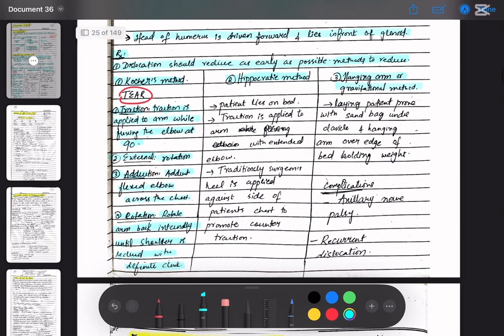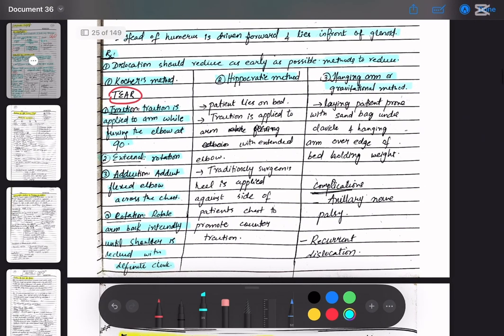Okay, now Hippocratic method. Patient lies on bed. Traction is applied to the arm with extended elbow, and traditionally surgeon's heel is applied against side of the patient's chest to promote counter traction. Okay, this is one of the easy methods. What is done, that the patient is laid on the bed, then the arm is tracted with the elbow in extended position, and then traditionally the surgeon's heel is applied. Surgeon's heel is applied to the side of the chest, which promotes the counter traction. So this was Hippocratic method.